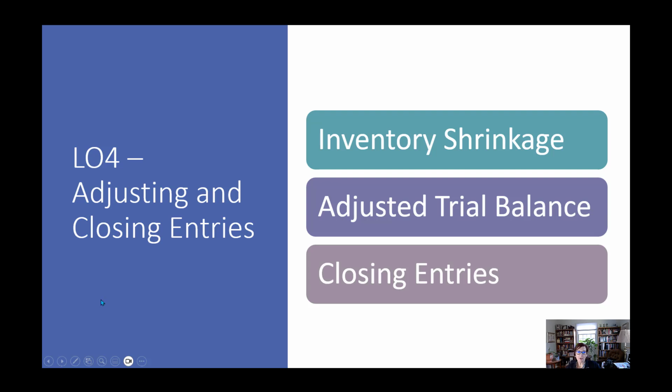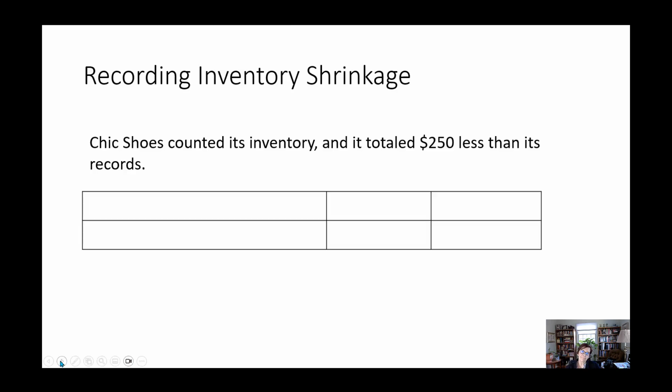All right, let's take a look at inventory shrinkage, our adjusted trial balance, and our closing entries for a merchandising company. Inventory shrinkage, this is what happens. Let's say the inventory records say you're supposed to have X number of dollars of inventory on hand, and then you do what we call a physical inventory. Maybe some of you have done that in stores that you've worked in.